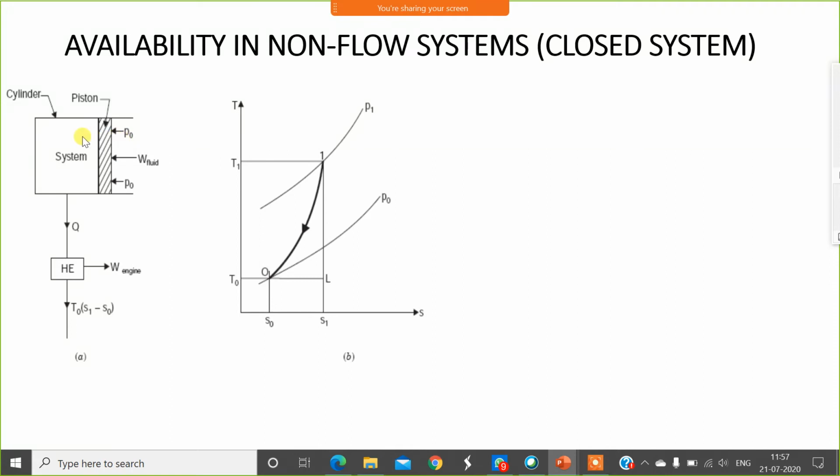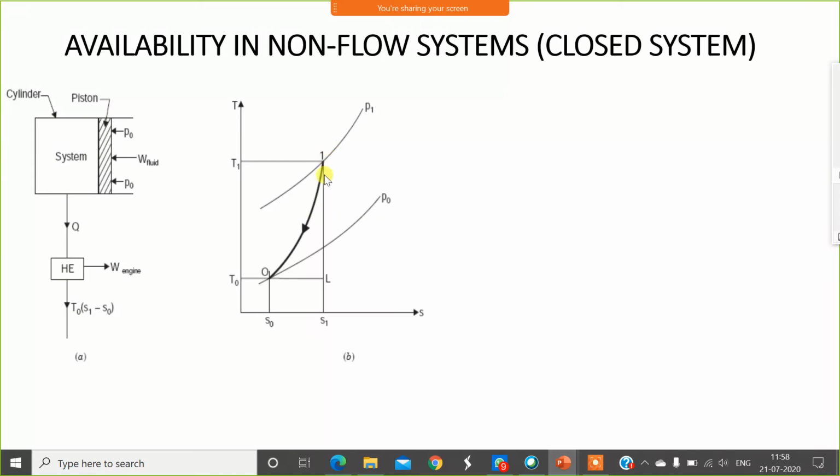Consider that heat is supplied from the gas in the piston cylinder arrangement to a heat engine. The heat engine takes the heat from the fluid. The part of the heat taken is converted into work done, and the remaining part of the heat is rejected. This rejected part of heat is called unavailable energy, and the converted part, that is work done, is called available energy. Consider an expansion process. Process 1-2 is an expansion process.